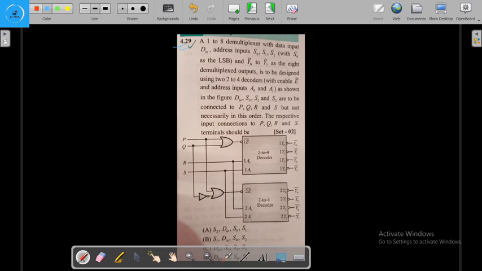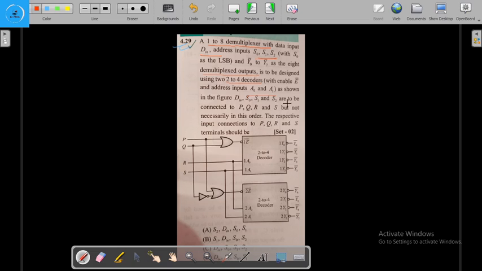Here what it is asking is that we have this 1:8 demultiplexer with the data input D in and address inputs. These are the select lines S0, S1, S2, with S0 the LSB and S2 the MSB, and Y0 bar to Y7 bar as the 8 demultiplexer outputs. It is to be designed using the 2 to 4 decoder. This is a 2 to 4 decoder, and this is also a 2 to 4 decoder with enable P bar and the address input A1.